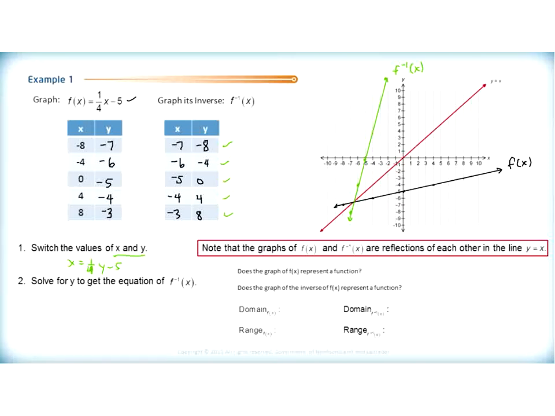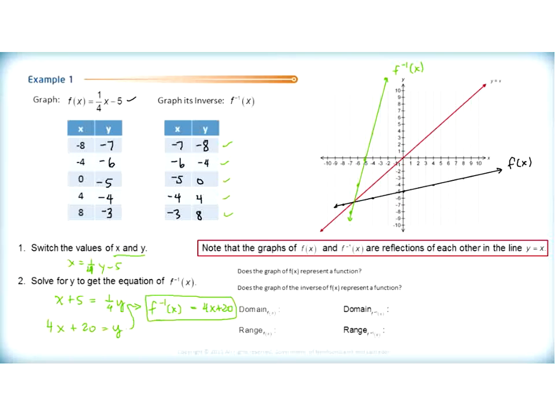Now let's solve that for y. I get x plus 5 equals 1/4 y. Multiplying through by 4, I will get 4x plus 20 equals y. There's the equation of my inverse function, and I write it like this: f to the minus 1 of x equals 4x plus 20. There's the equation of the inverse function.